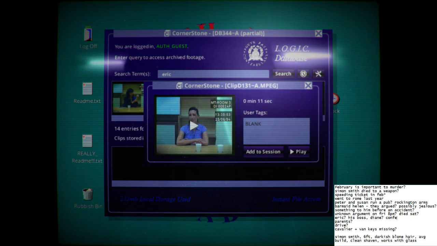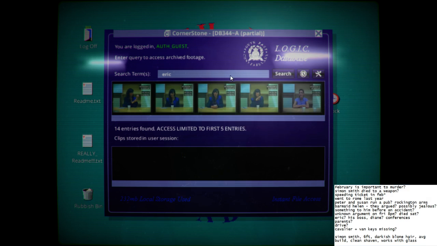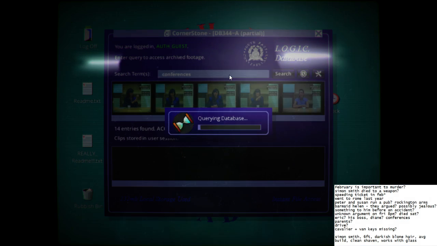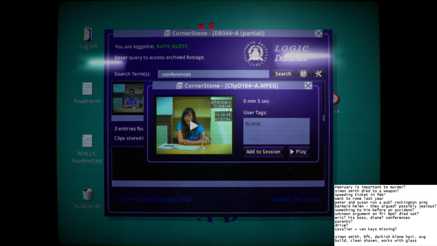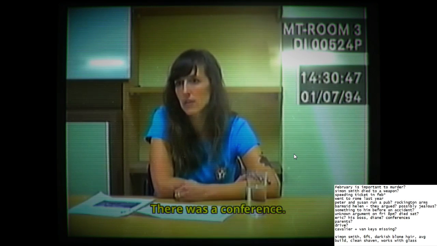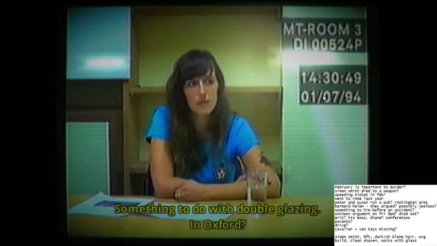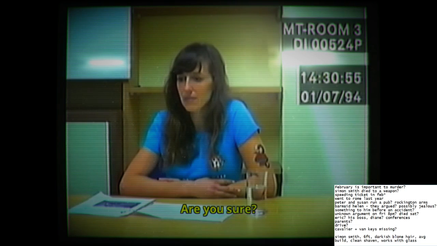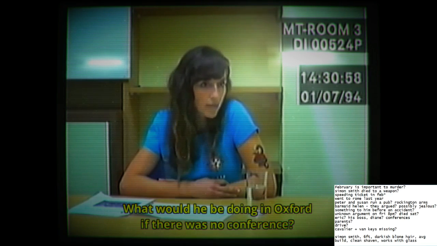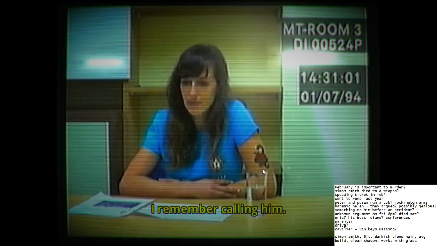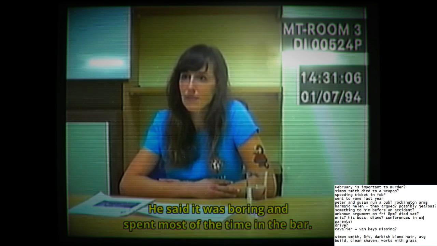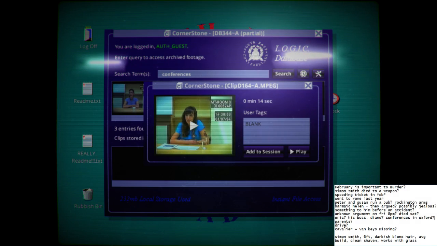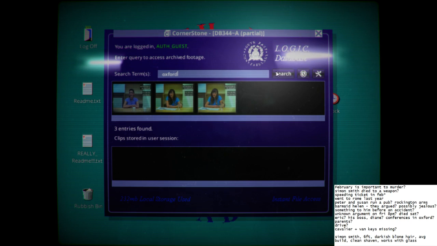Diane and conferences. I wonder if she's not happy with the fact that he goes on conferences. I've spelled that right. There was a conference, something to do with double glazing, in Oxford. So, some sort of conference in Oxford. Are you sure? What would he be doing in Oxford if there was no conference? Oh. I remember calling him. He said it was boring and he spent most of the time at the bar. So what was he doing in Oxford? Or what can you tell us about Oxford, lady?